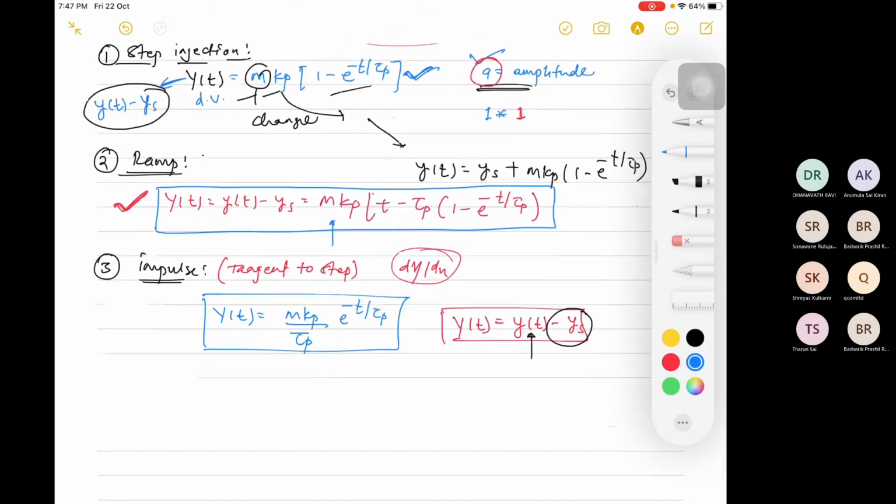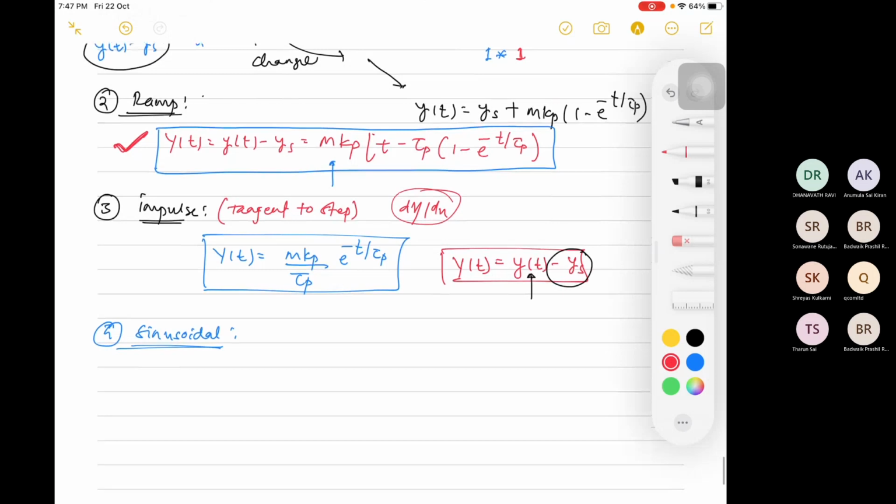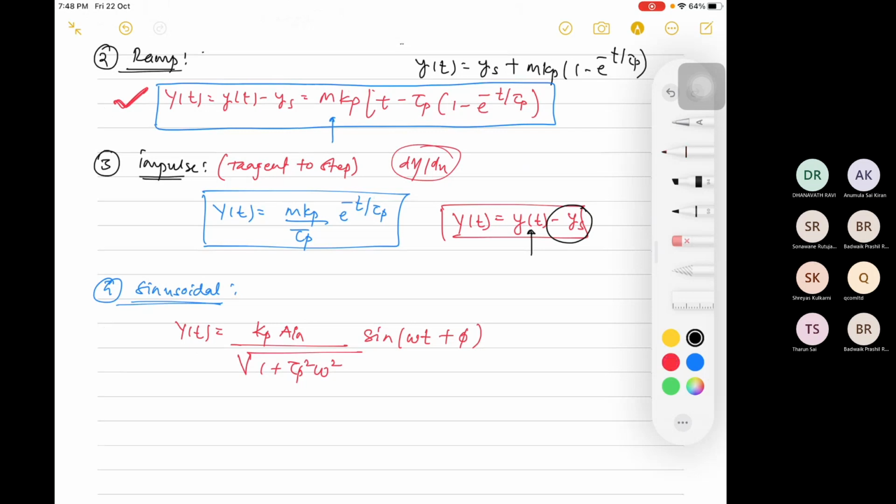Okay. Now this is done. What comes in sinusoidal? Fourth I'm writing sinusoidal. This is the shortcut. Okay. Capital Y of t is equal to Kp into A in divided by square root of 1 plus tau p square omega square, sine omega t plus phi. Right? What is A in? A in is the amplitude of the input sine wave.